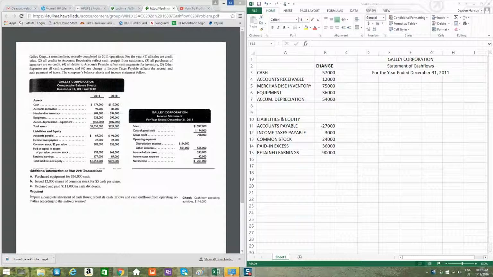Okay, class, here we are. I'm going to prepare this statement of cash flow for you. I uploaded this problem into Laulima, so you should be able to see it there. It's called cash flow problem.